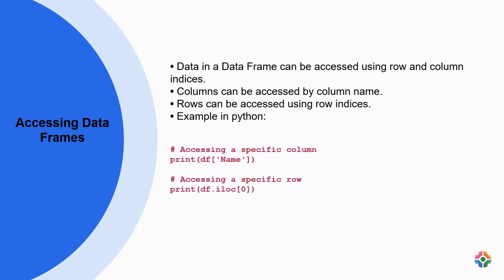In a data frame, data is accessed via rows and columns. Columns can be accessed using their names, while rows can be accessed using their indices. For instance, in Python, to access a specific column, you can use print(df['name']), and to access a specific row, you can use print(df.iloc[0]), which retrieves the first row.